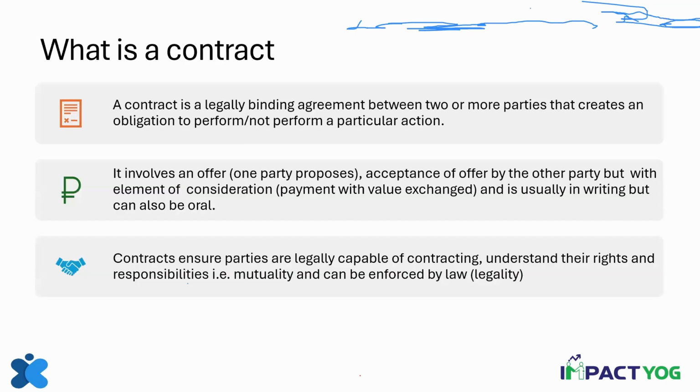Okay, got it? People should be capable of contracting. They must understand the terms and conditions of their responsibility. This is what is called mutuality. Okay, and legality.